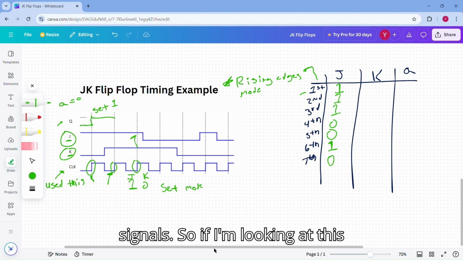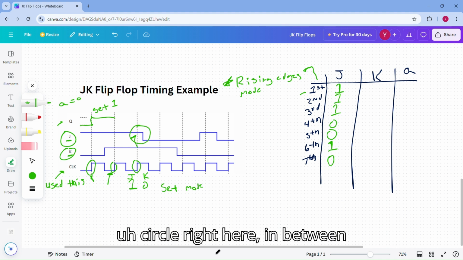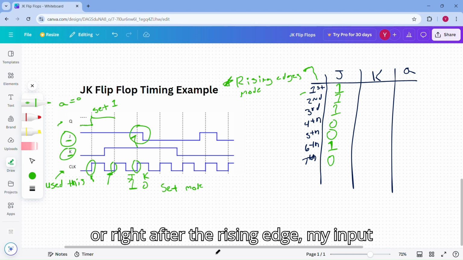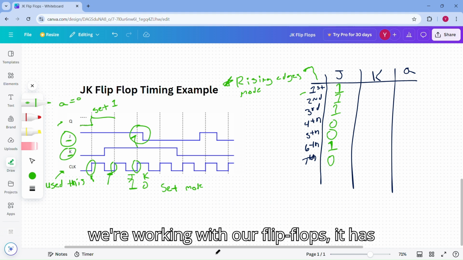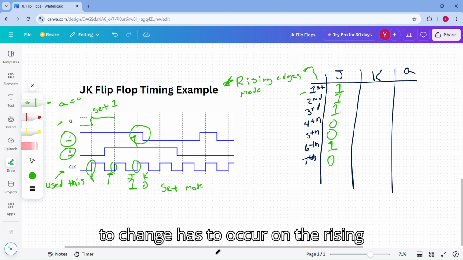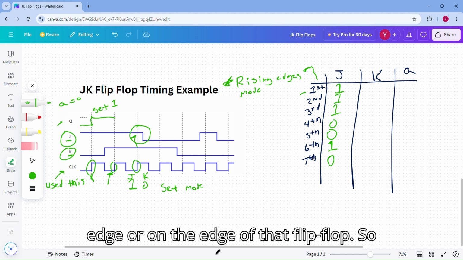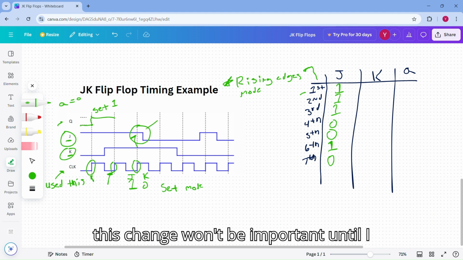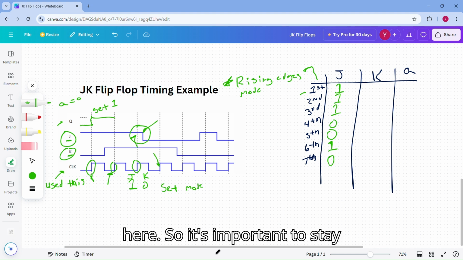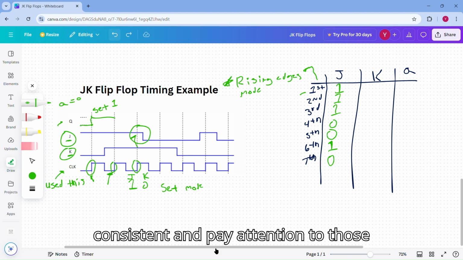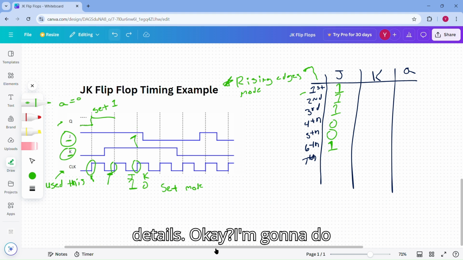Because if I'm looking at this circle right here, in between or right after the rising edge, my input actually changes. But remember, when we're working with our flip-flops, the change has to occur on the rising edge or on the edge of that flip-flop. So this change won't be important until I get to this fourth rising edge here. So it's important to stay consistent and pay attention to those details.